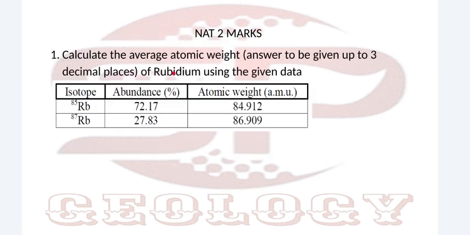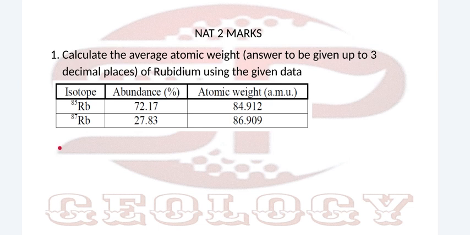So calculate the average atomic weight. First, the isotopes rubidium 85 and rubidium 87 have atomic weights of 84.912 and 86.909, and they have abundances of 72.17% and 27.83%. So rubidium 85, when it is 100%, weighs 84.912. Now the abundance is 72.17%. So we have to calculate the atomic weight contribution of rubidium 85 at 72.17% abundance. Then we have to calculate the rubidium 87 weight when it has an abundance of 27.83%.